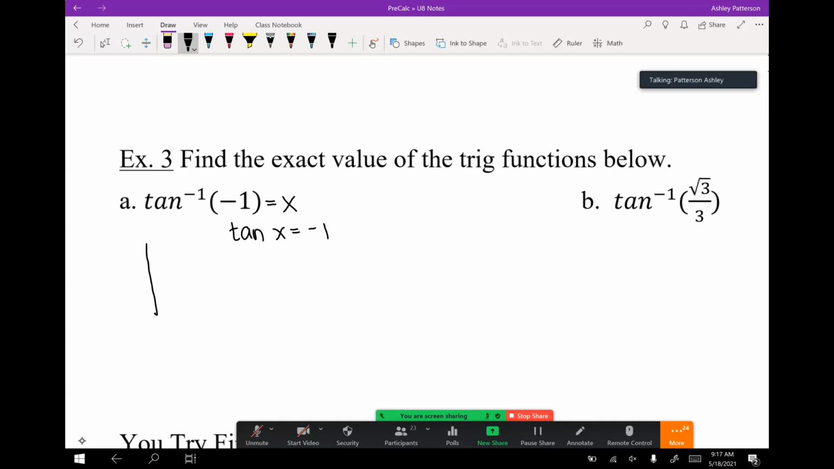Well, if we think about the restrictions, it is the exact same domain restrictions as sine, so it doesn't exist in the second or the third quadrant. Since this tangent ratio is negative, we're not in the first quadrant either. We need to find an angle measure in the fourth quadrant that will give us a tangent value of negative 1. Any guesses?